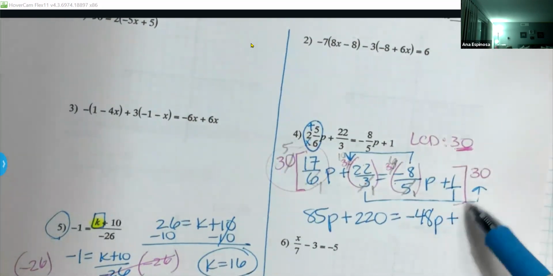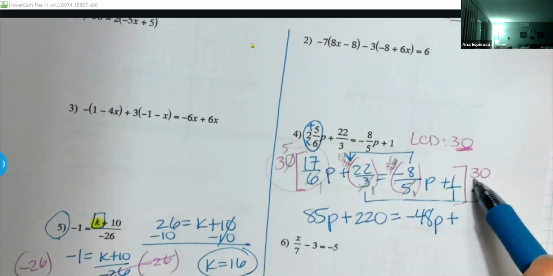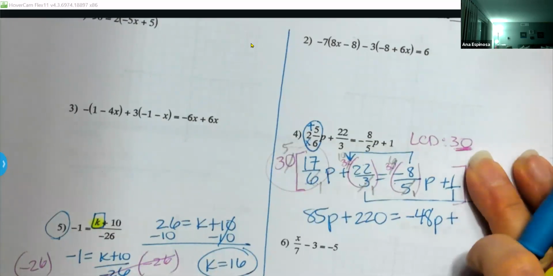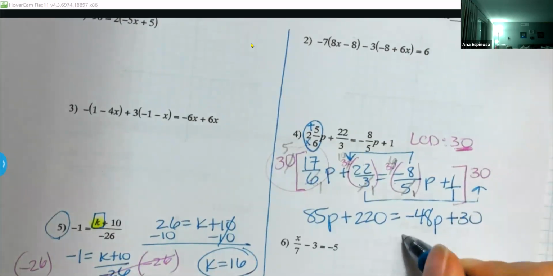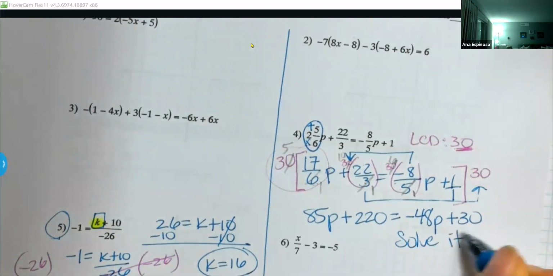And in the last part, there is nothing to cancel. So 30 just multiplies with 1. Don't just leave it as 1 because it's not correct. And from here, you can solve the rest of it.